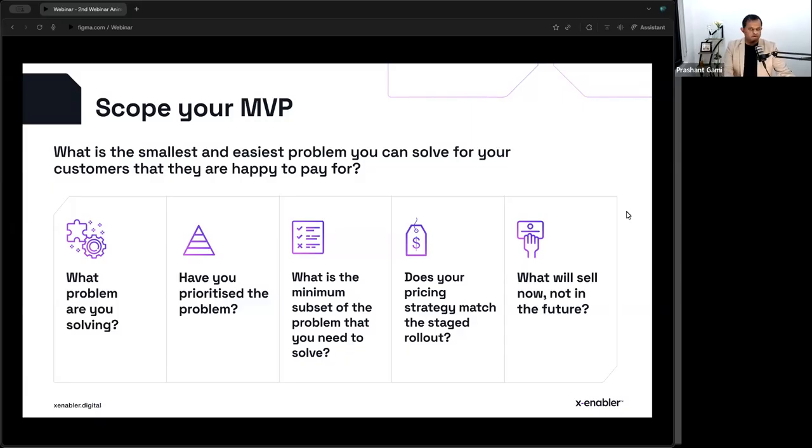Typical example is a Panadol versus vitamin sell. Are you selling vitamin or are you selling Panadol? If someone has a headache, you are selling Panadol, it will sell.